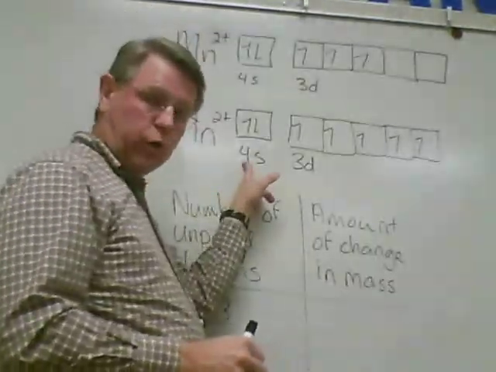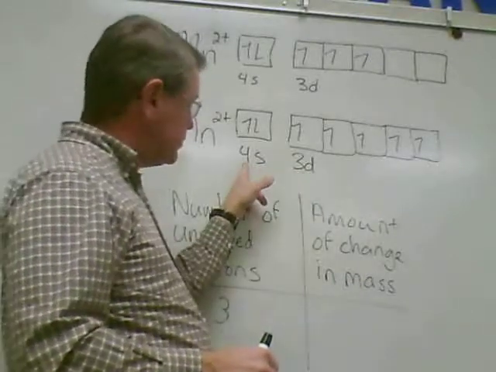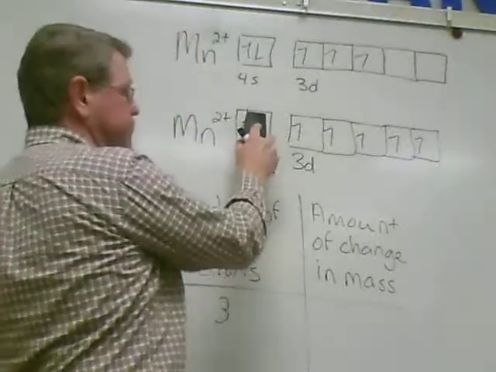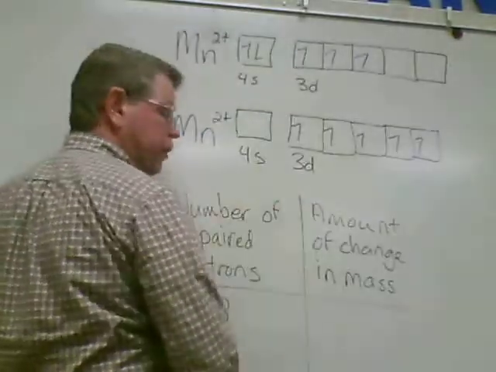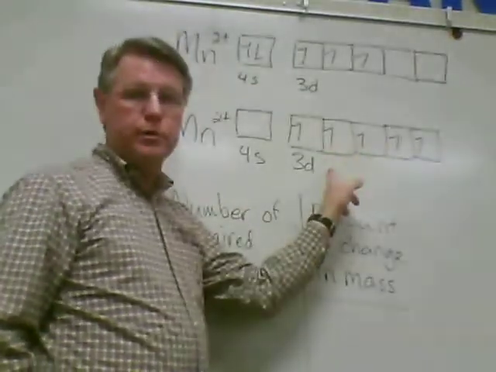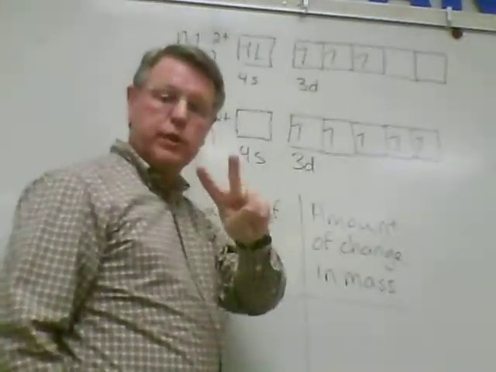Well, this is 4s, and this is 3d. So the highest energy level is 4. If we start with the highest energy level, I can remove both electrons from 4s, leaving me with 1 electron in each of the 3d orbitals. That gives me a 2+ charge because I removed 2 electrons.